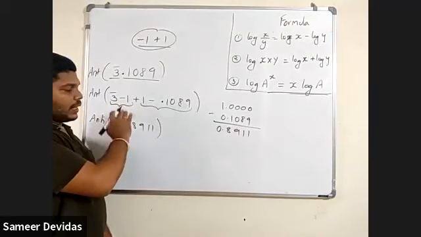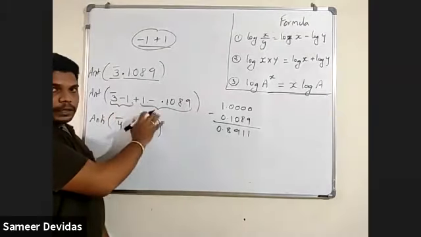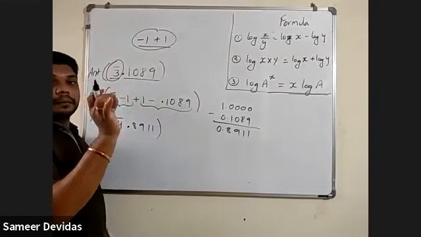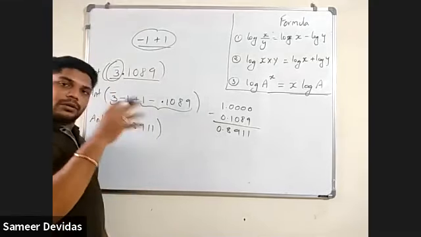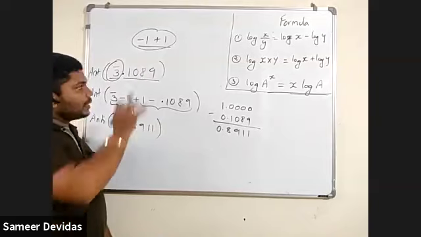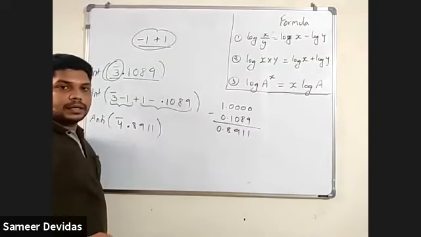These things you are doing in anti-log, the -1 + 1 rule, only when this number is negative. Even if it is 0, you are doing it directly. Last time I did it the same way. But only when it is negative, you need to do this. Understood?